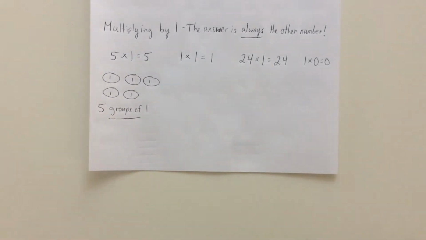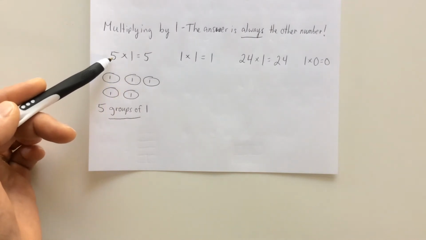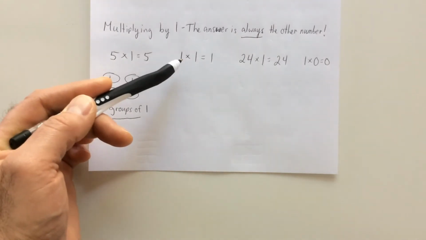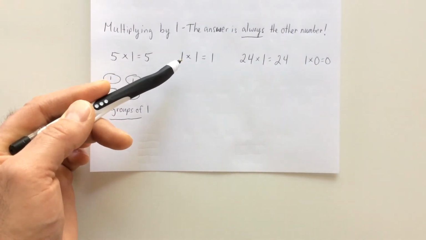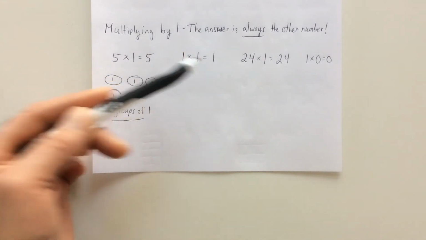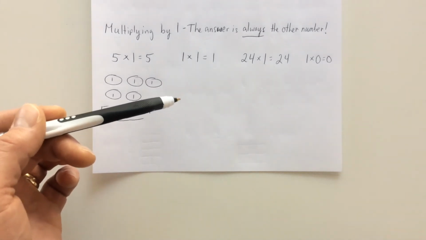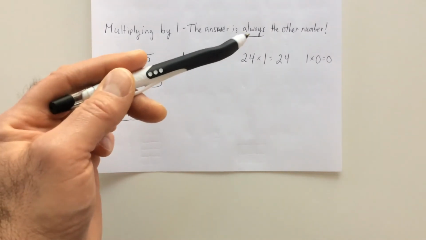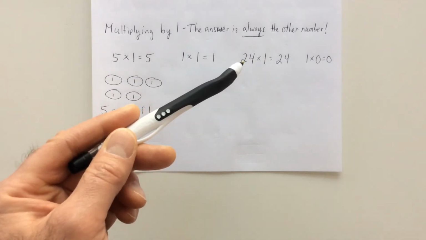So multiplying by 1, the answer is always the other number. So we've got some examples here. So 5 times 1. So the answer is the other number, which is 5. So 5 times 1 is 5. 1 times 1, the answer is the other number. And in this case, it doesn't matter. The answer is 1. This is the only time where multiplying by 1, the answer will be 1. Okay? A lot of students get mixed up and think that the answer is always 1. No. Okay, it's always the other number. Some bigger numbers, 24 times 1, it's the other number, 24.